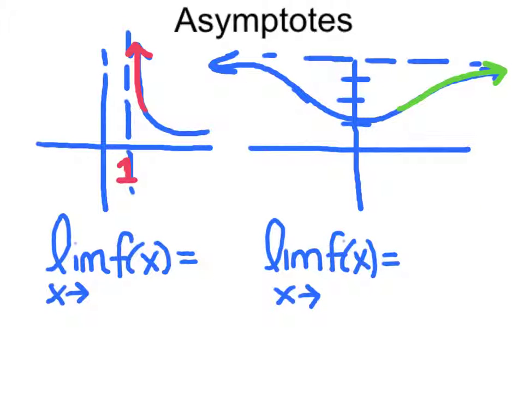When you write vertical asymptotes in limit notation, you have to say which direction it's approaching from. So we're approaching the asymptote positive 1 from the right. The graph is going up. For this next graph, we're approaching infinity as we go left and right, but the graph is approaching the line y equals 4.